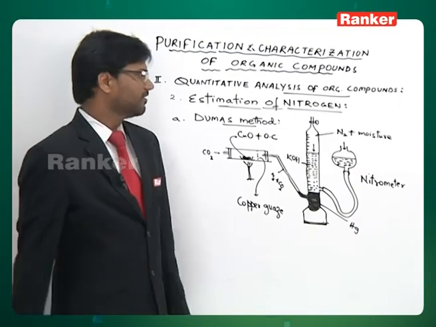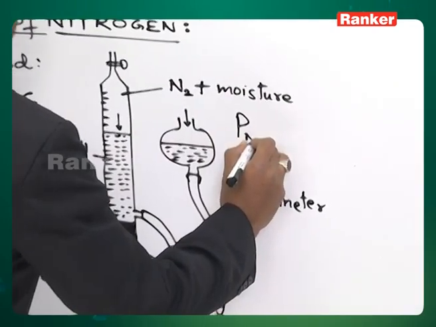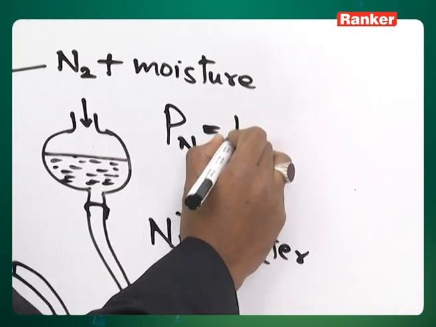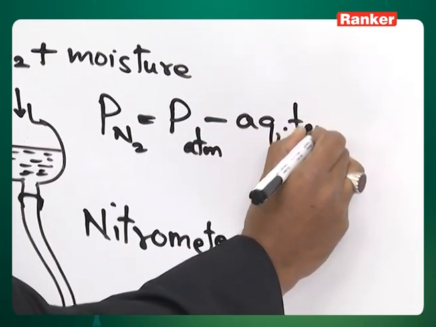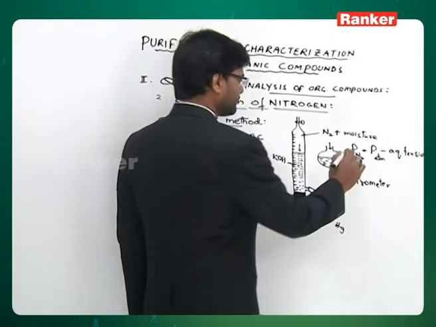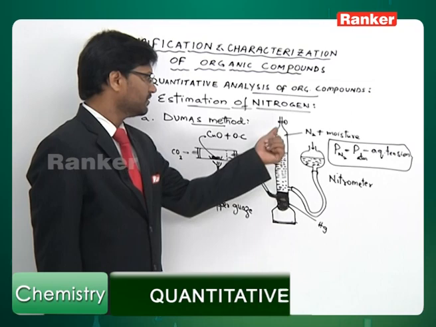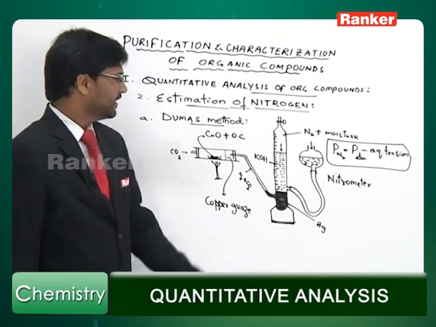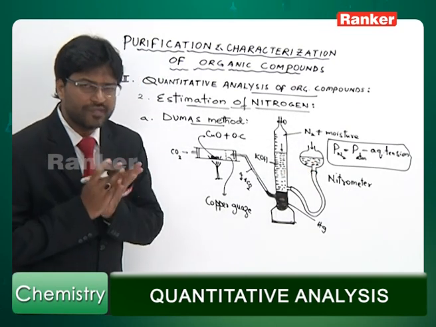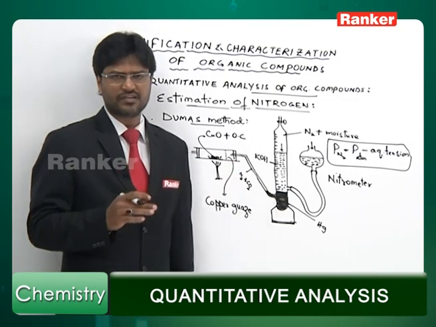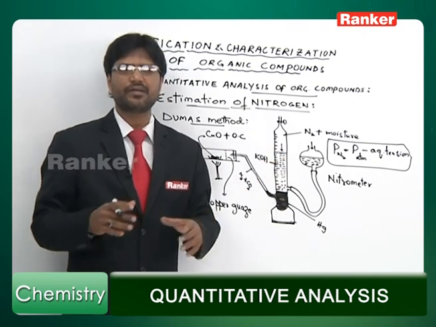We need to apply Dalton's law. We need to find out P_N2, therefore P_N2 equals P atmosphere, that is atmospheric pressure, minus aqueous tension at that temperature. Using this formula, you can find out pressure due to nitrogen. You also know the volume of nitrogen which got collected here, and by using a thermometer, dipping it in the liquid, you can find out the temperature. So, you know P1, V1 and T1, then you can change it to STP conditions and find out the volume of nitrogen collected in this experiment at STP.